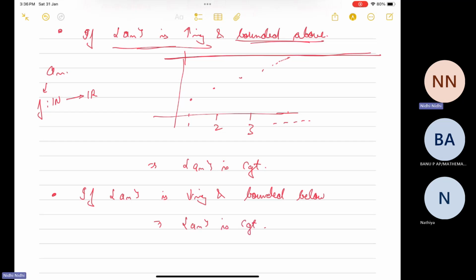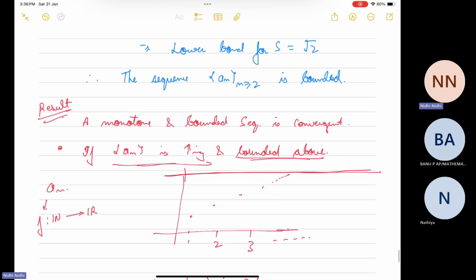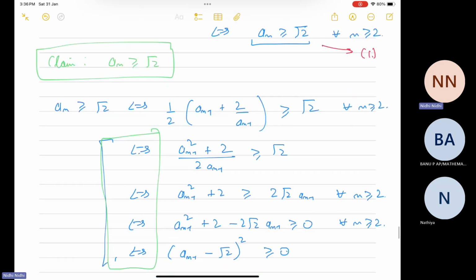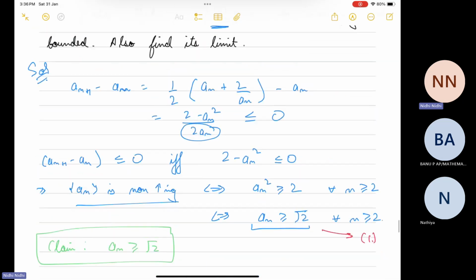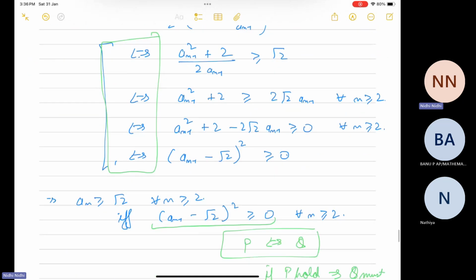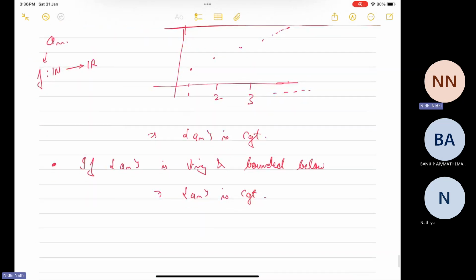So this is a very good result. You must all be well aware of it. For our given sequence an, firstly we had shown that it is non-increasing, so basically it is a decreasing sequence, and it has a lower bound also. It is bounded from both sides. So eventually it is a monotone and bounded sequence. Hence it is convergent.